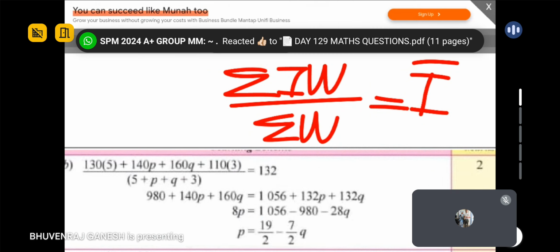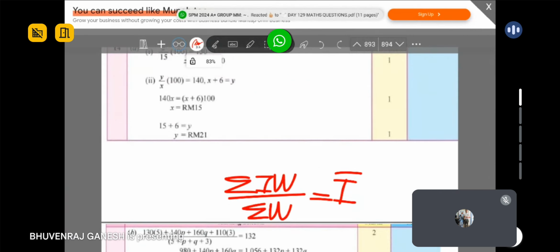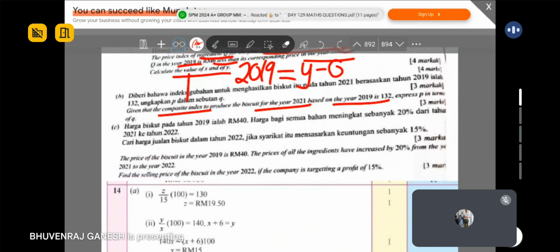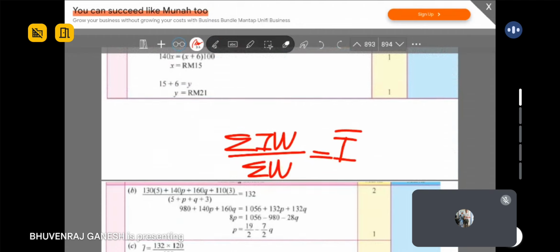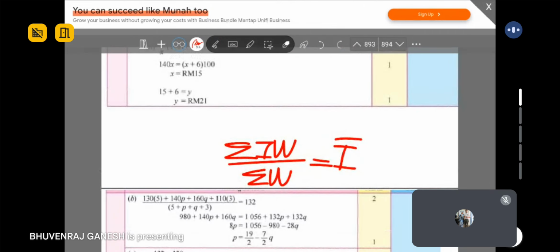Dapat jawapan. Okay, I think you must express P in term of Q. Okay, kamu kena ungkapkan P dalam sebutan Q berdasarkan soalan. Okay, so you just leave your answer like this. Boleh faham? Can understand? 14B?